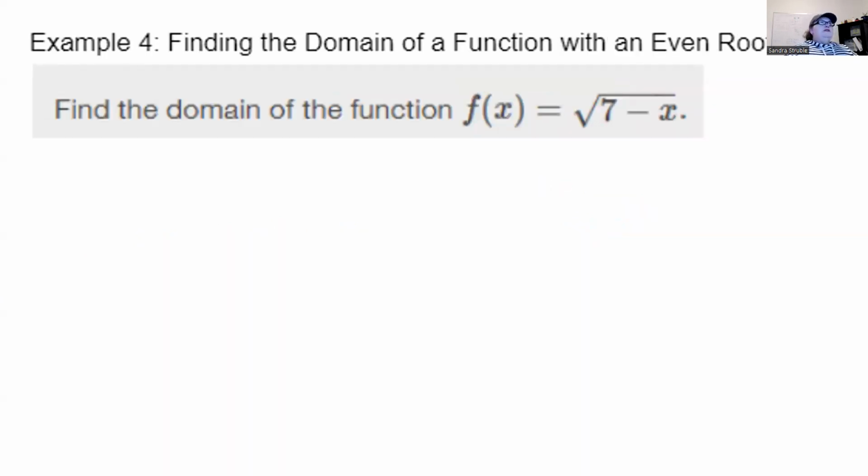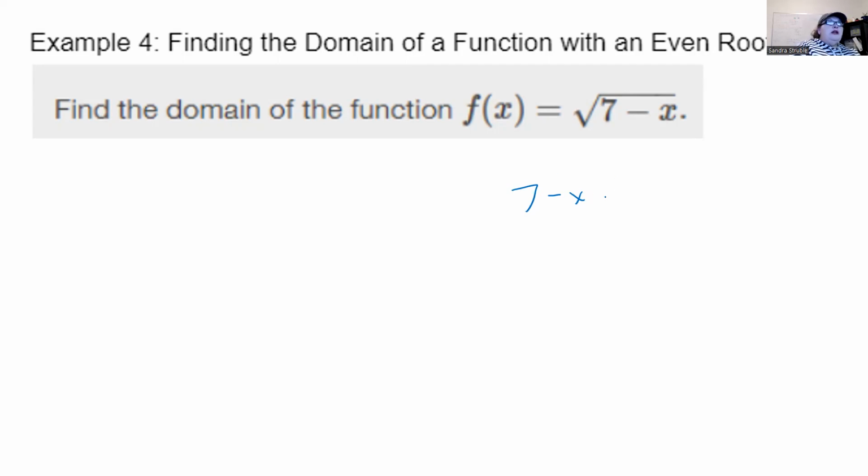All right, finding the domain of the function f of x is equal to the square root of 7 minus x. So with this one, what's going to make this radical imaginary? Well, that means the number underneath the radical would be negative, because then you would have an i. So we don't want that. So we need to find where 7 minus x needs to be greater than or equal to 0. That's what has to be underneath there.